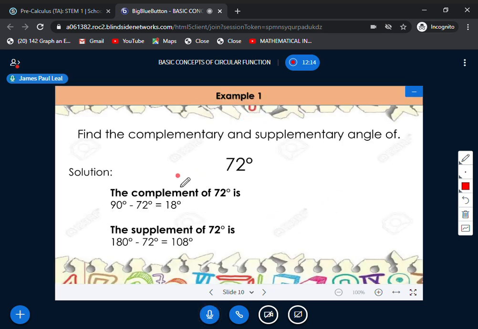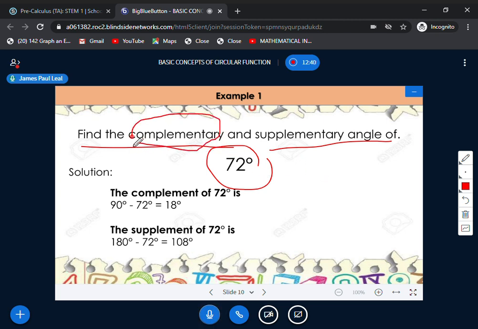So now let's proceed here. Now, say for example that we are looking for the complementary angle of a given degree. How to find that? Simple lang po. You just need to find the angle that complements the given. Say for instance, we have to find the complementary and the supplementary angle of 72 degrees. So what do we add here to make it 90, which we call complementary angles? And what do we add to 72 to make it 180, to call it a supplementary angle?